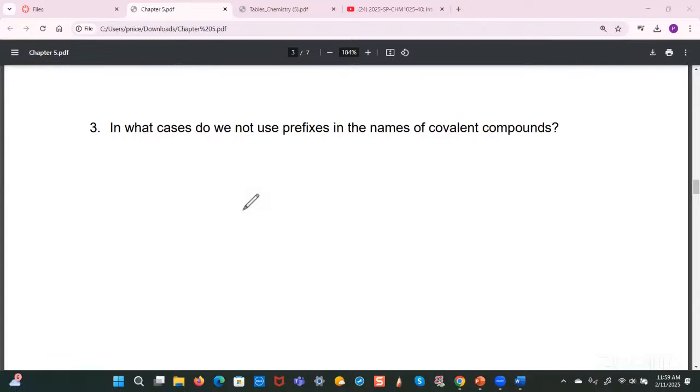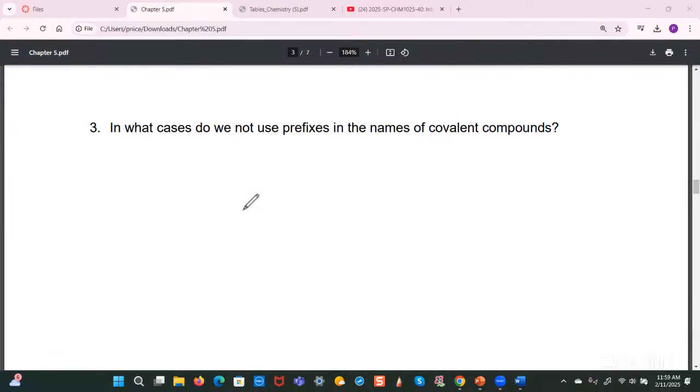The second case. No, we're talking about non-metals and non-metals. That's basically what we're talking about, covalent compounds. So he just mentioned that if one of the two elements is hydrogen, then we do not use prefixes at all. And that is true, right?